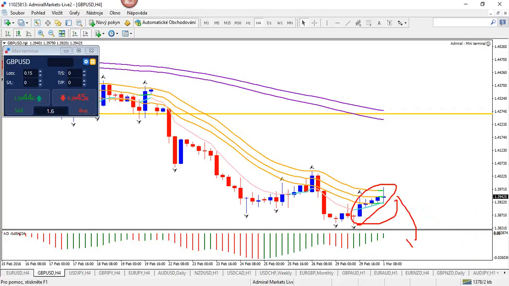And if not, then I am interested in downside. After that, I would like a deeper pullback before I'm interested again.